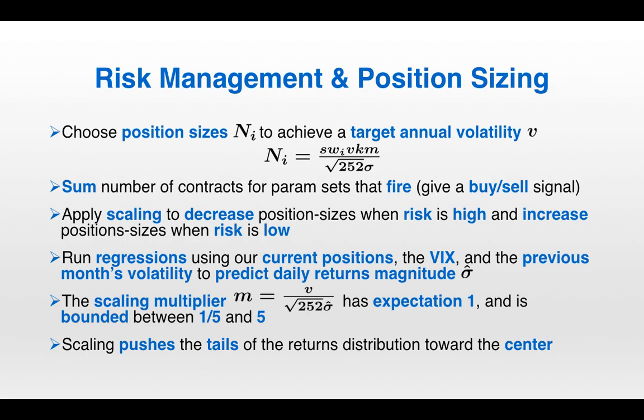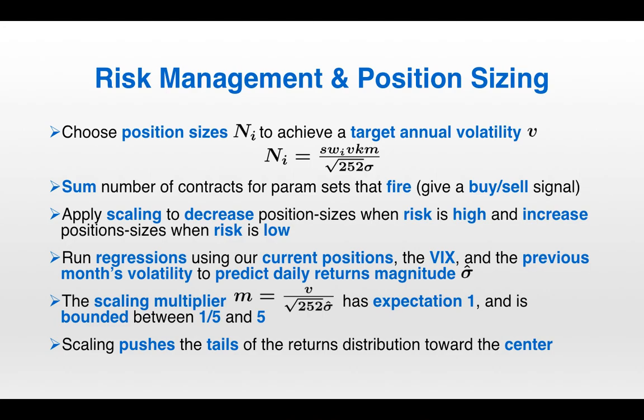And once we compute Ni for every parameter set, we're going to sum the number of contracts for parameter sets that fire, meaning they give a buy or sell signal rather than a no trade signal. On the risk management end, we apply scaling to decrease our position sizes when risk is high and increase our position sizes when risk is low. We do this by running linear regressions using our current positions, the VIX, and the previous month's volatility in order to predict the daily returns magnitude sigma hat.